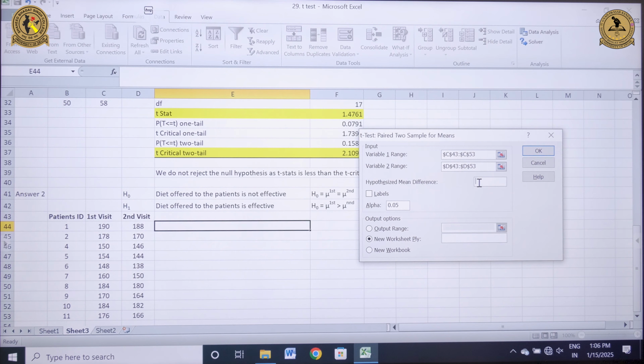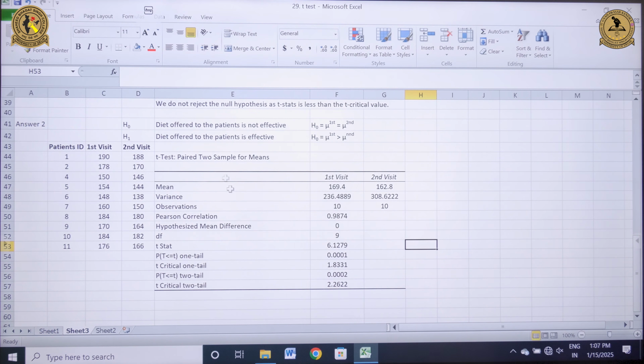Hypothesize mean difference is 0. Check the labels as well. Output range is E44, and then click OK. Now this is the output result of the paired sample t-test.